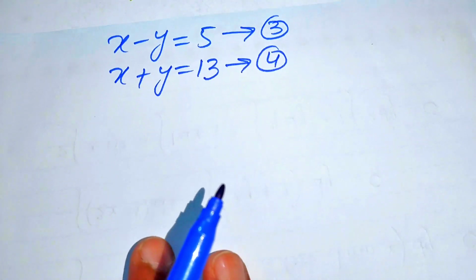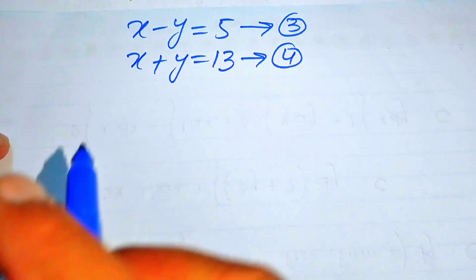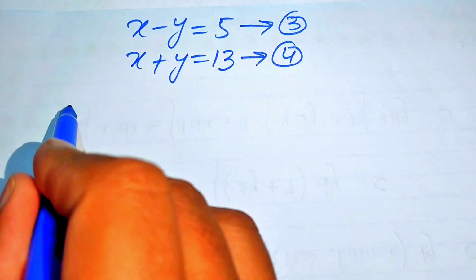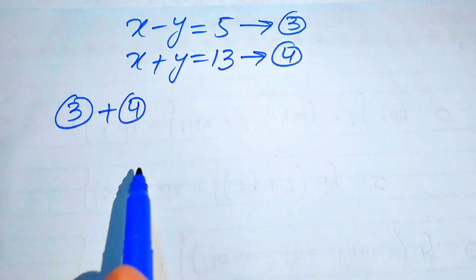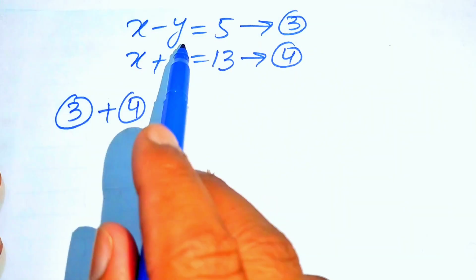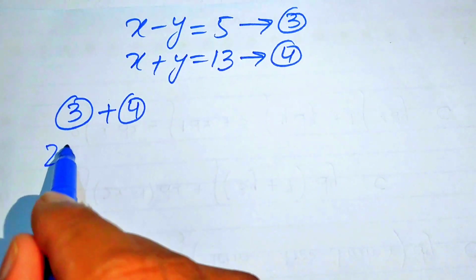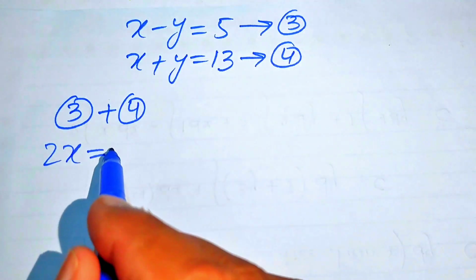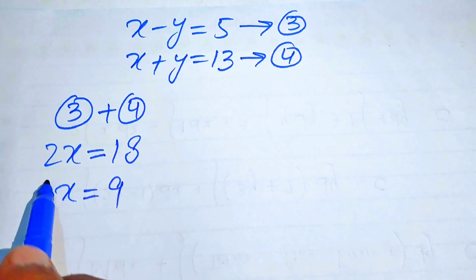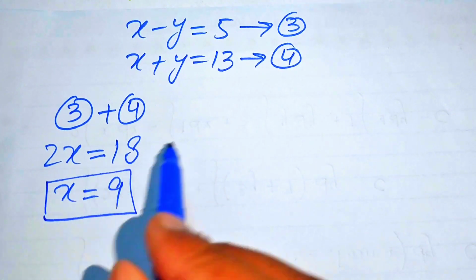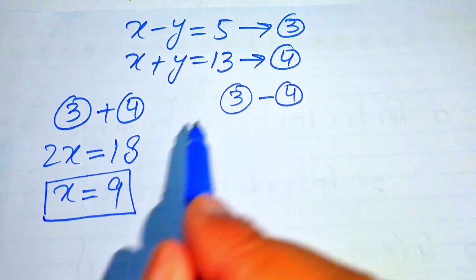And now we solve these two equations and we get the value of x and y first, and after that we get the value of n. So here first we add equation number 3 and equation number 4. And when you add these two equations, then you see here these y are cancelled by each other and we get x plus x is 2x equals to 5 plus 13 is 18, and we get the value of x equals to 9.